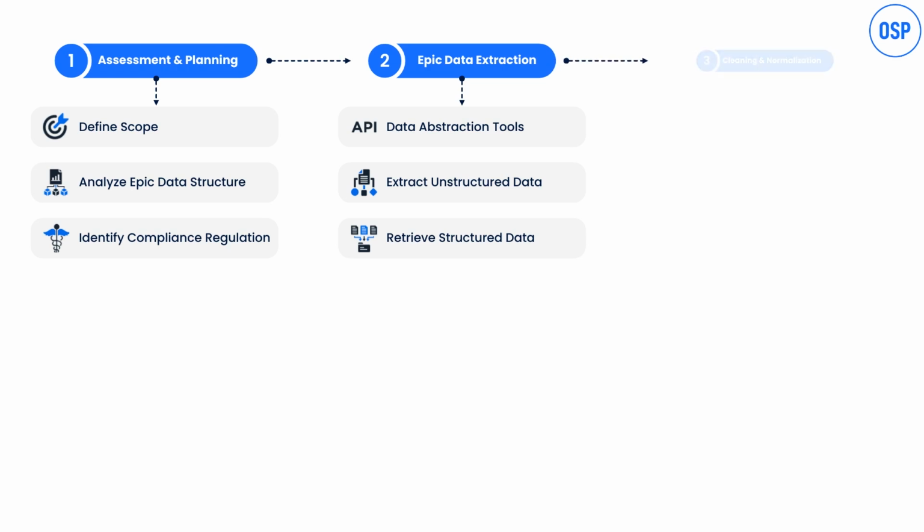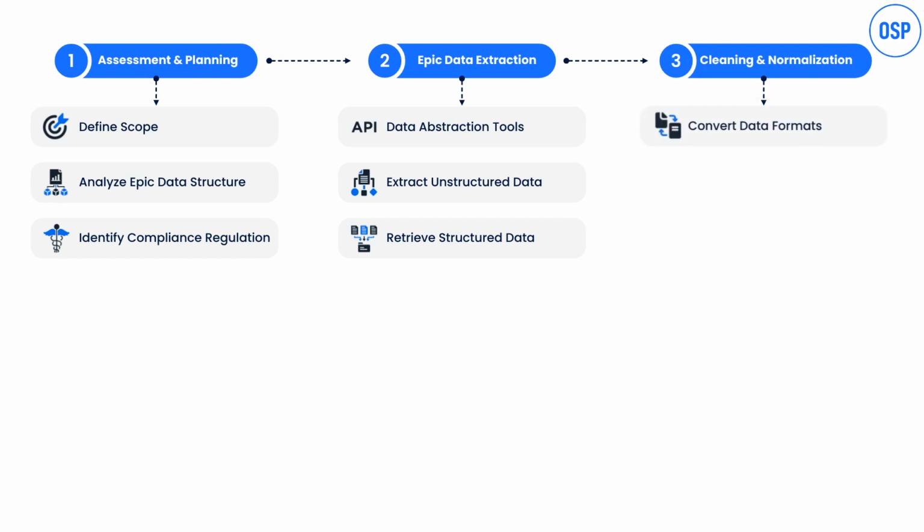Step 3. Data cleaning and normalization. You wouldn't move into a new house without sorting and packing properly, right? Same goes for data migration. Standardize extracted data so it fits the format of your new system. Eliminate duplicates, inconsistencies, and outdated records to avoid unnecessary storage costs and errors. Apply ETL, extract, transform, load, best practices to ensure clean, structured data is ready for migration. A cluttered dataset leads to EHR inefficiencies and inaccurate reporting. Clean it before you load it.